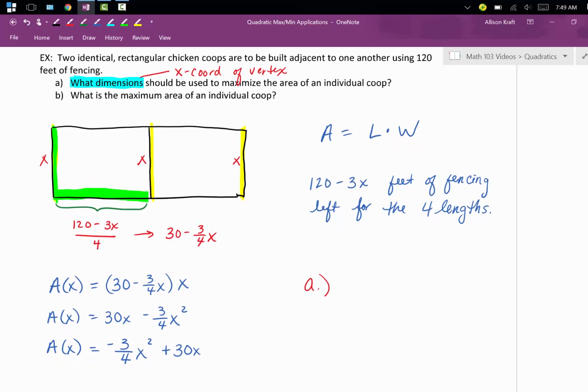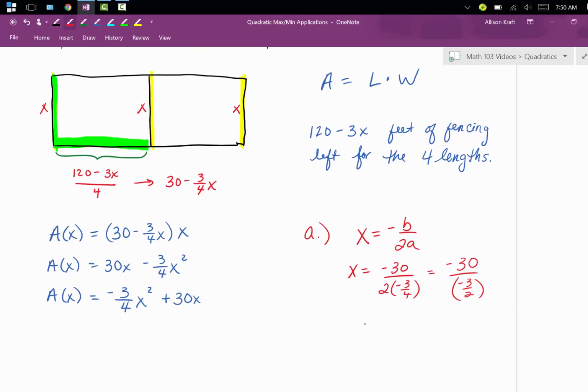So let's find that. Using our vertex formula, x equals negative b divided by 2a. It's going to be x equals negative 30 divided by 2 times negative 3/4. Negative 30 divided by negative 3/2. We get x to be equal to positive 20.